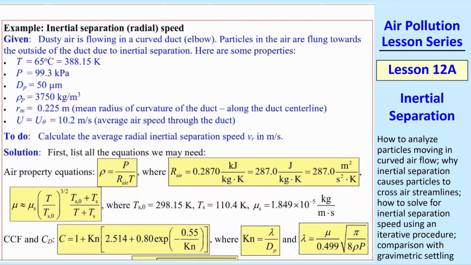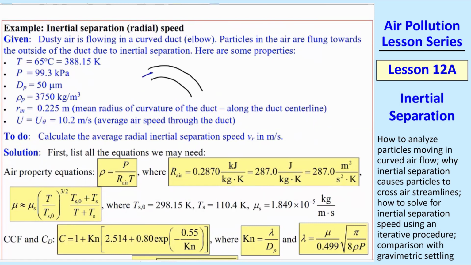Dusty air flowing into a curved duct or an elbow. Particles are flung toward the outside of the duct due to inertial separation. The properties, temperature, pressure, we'll use 50 micron particles. Densities given of the particle. The mean radius of curvature of the duct is 0.225. This is along the duct center line.